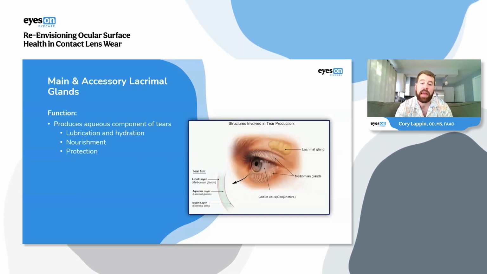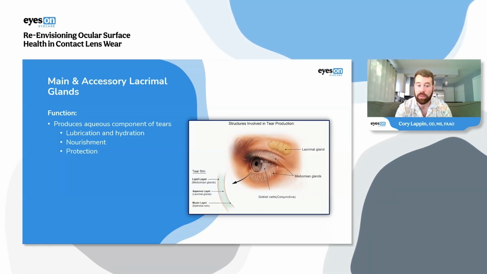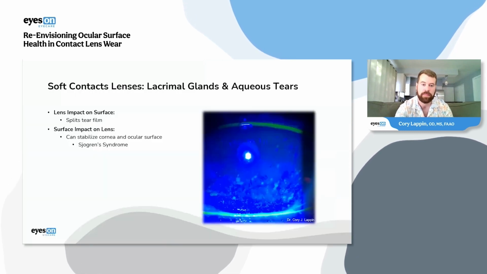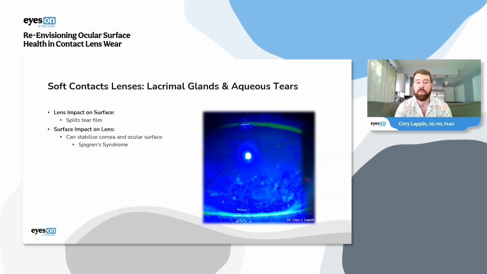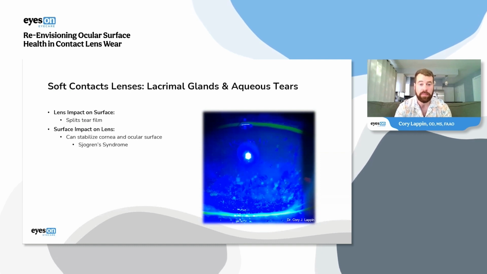And then the main accessory lacrimal glands, they're producing the aqueous component, and their homeostatic function is to lubricate and hydrate the ocular surface, provide nourishment and also protection by helping to wash away any potential irritants or pathogens. And as we already discussed, you're going to get some destabilization with contact lenses. However, this is where soft contact lenses can also be beneficial.